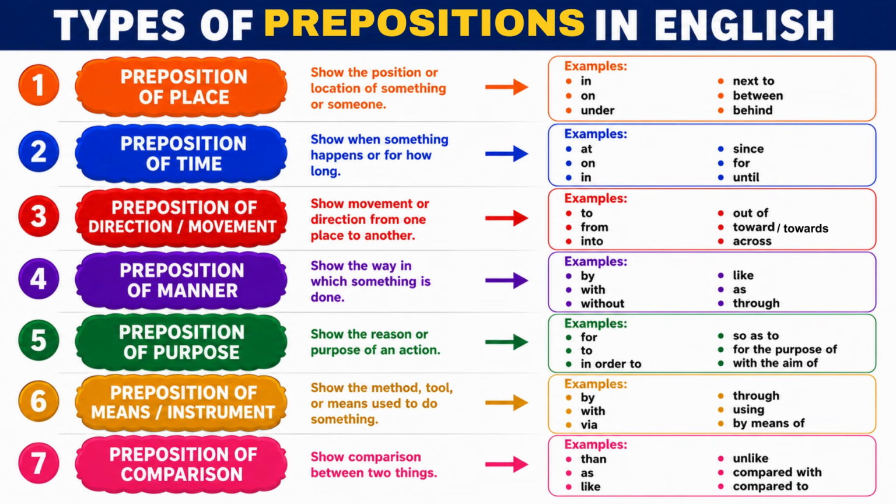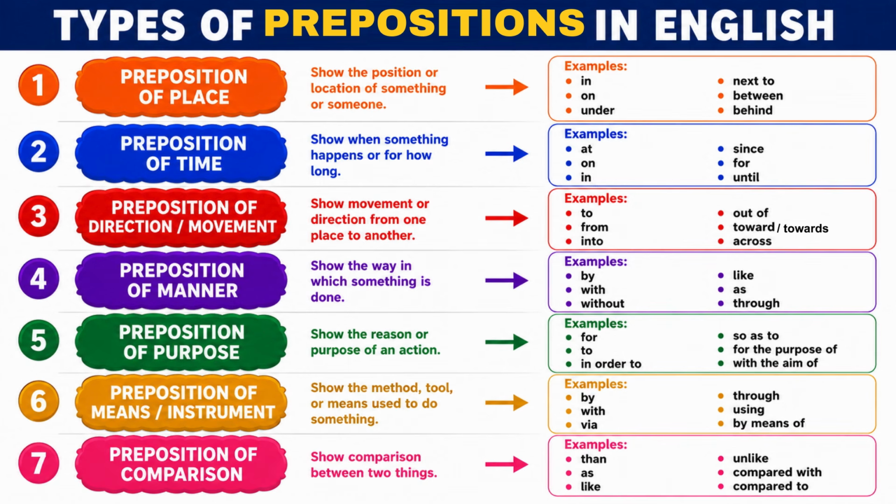Today, I will explain the different types of prepositions in English. Prepositions are very important because they help us show relationships between words such as time, place, direction, purpose, and more. In this lesson, we will learn 7 main types of prepositions with simple explanations and examples.